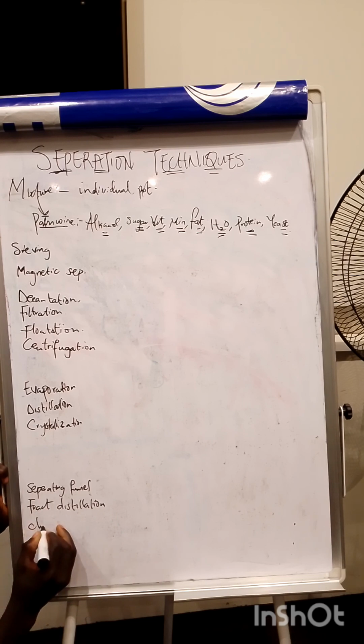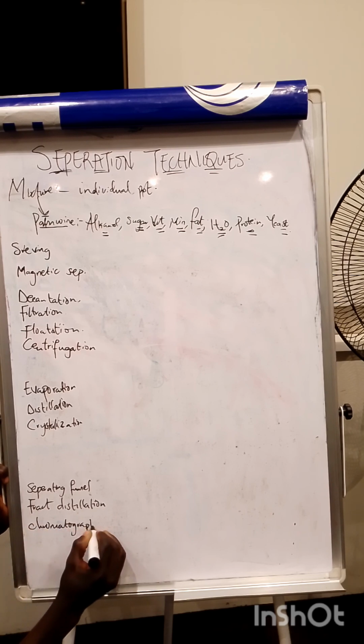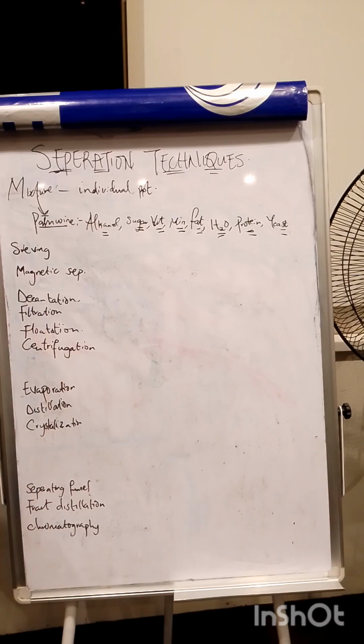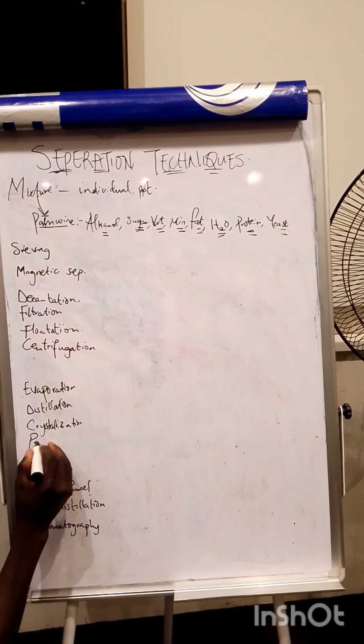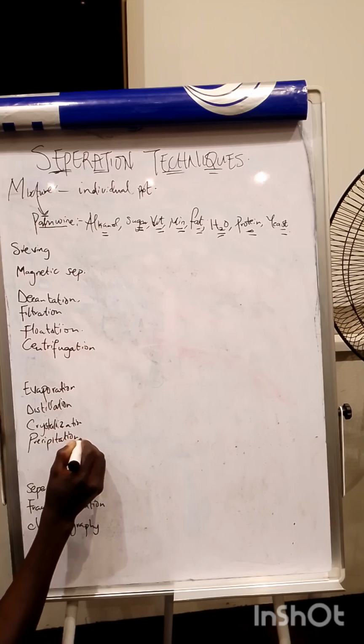Then you have chromatography. Are you with me? Chromatography. I hope that's all. So alright, let's now take them one after the other. Let's add this place. There should be precipitation here. So let's take them one after the other.